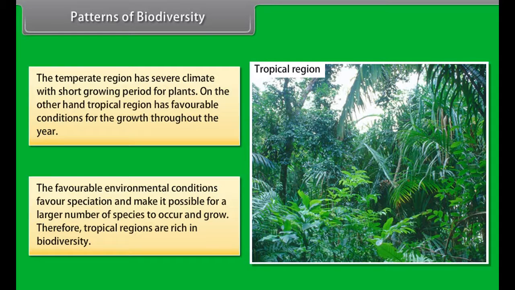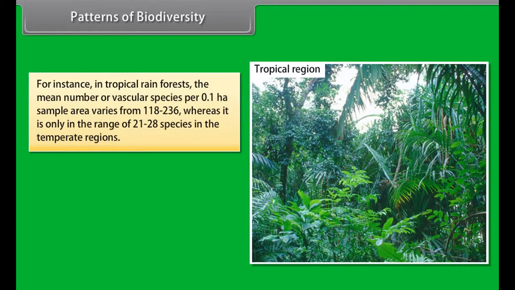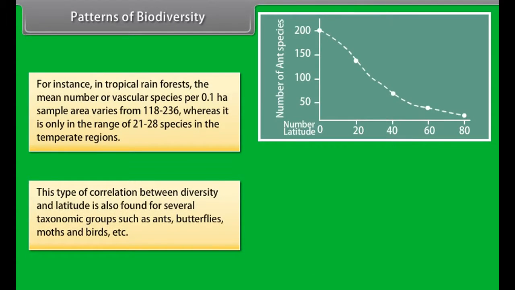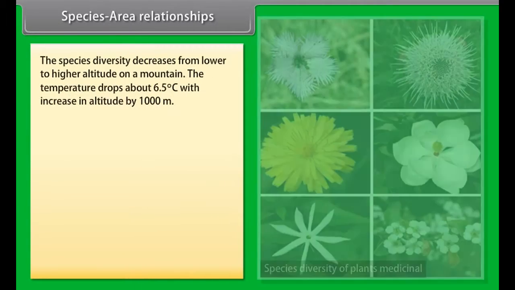Patterns of biodiversity. Latitudinal gradients. Biodiversity is not uniform on the earth. It varies with change in latitude or altitude. Biodiversity increases when we move from high to low latitude. The temperate region has severe climate with short growing period for plants. On the other hand, tropical region has favorable conditions for growth throughout the year. The favorable environmental conditions favor speciation and make it possible for a larger number of species to occur and grow. Therefore, tropical regions are rich in biodiversity.